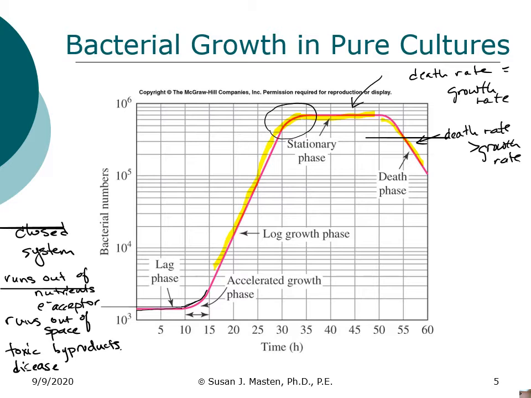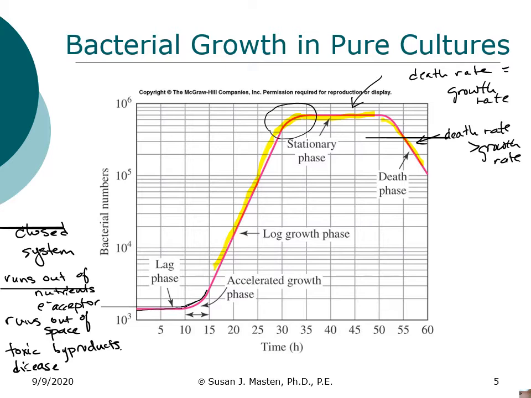Toxic byproducts may be building up. And also, when organisms become stressed, so it may be becoming stressed for these various reasons here, then it succumbs to disease, and disease organism proliferates, or disease proliferates. At this point here, we have stationary phase, and here the death rate is equal to the growth rate. And then lastly, we have a death phase where the death rate exceeds the growth phase.